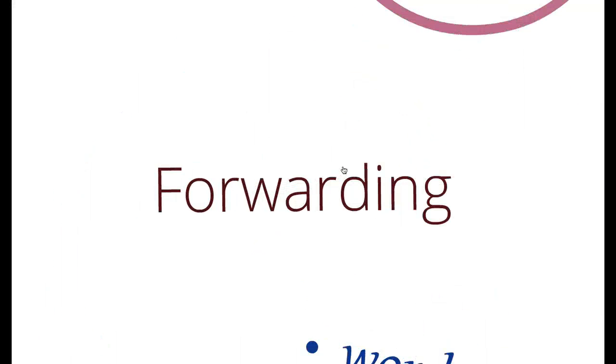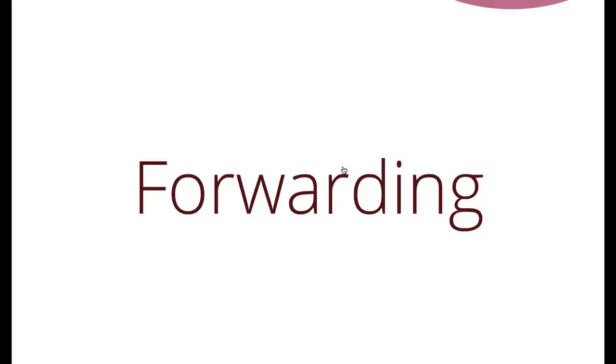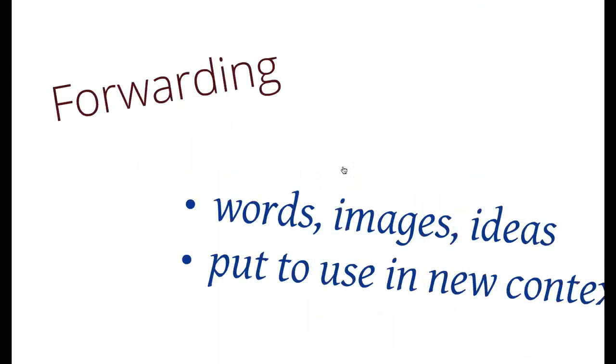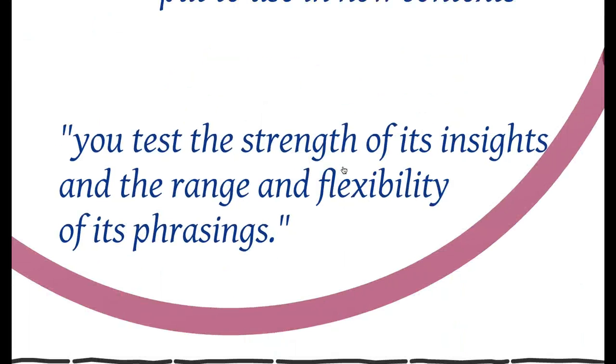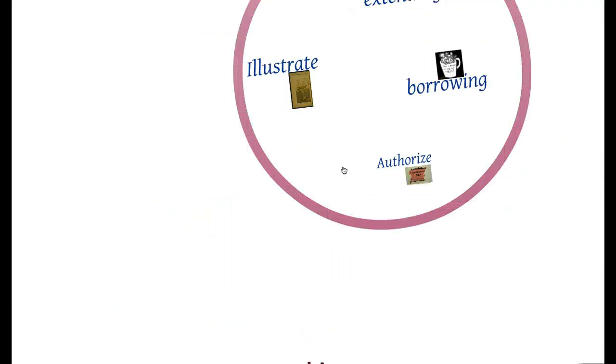One key move that you can make with source texts, according to Harris, is to forward the source and its ideas. When you forward, you take the words, images, or ideas from the source, and then you put them to use in new contexts. You test the strength of the source's insights and the range and flexibility of its phrasings. In a sense, you rewrite the source when you use it by reusing some of its key concepts and phrasings in a new context. You can forward in a number of ways.